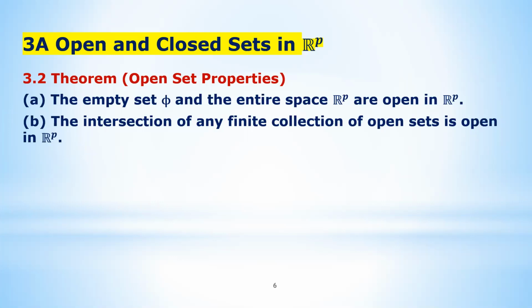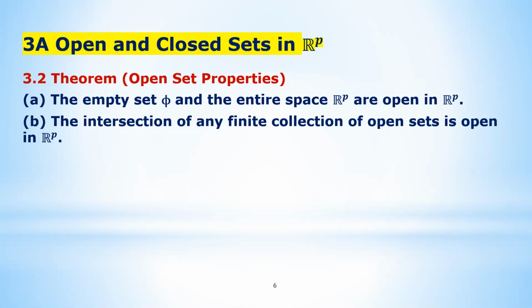Okay, so that means you may have a number of open sets in the collection, and you take an intersection of that. You know what I mean by intersection, right? The intersection will be a much smaller set, but we're going to show that it's open. But here, there's a condition: it has to be a finite collection.